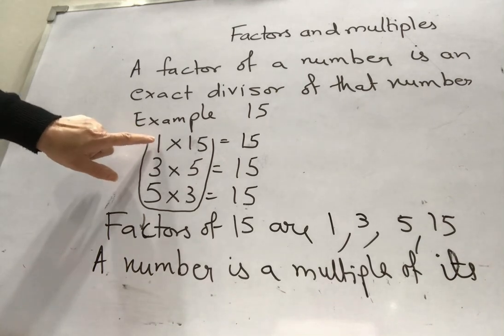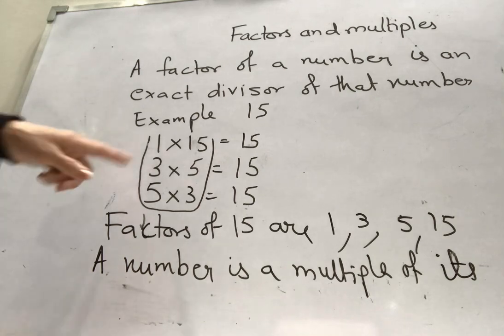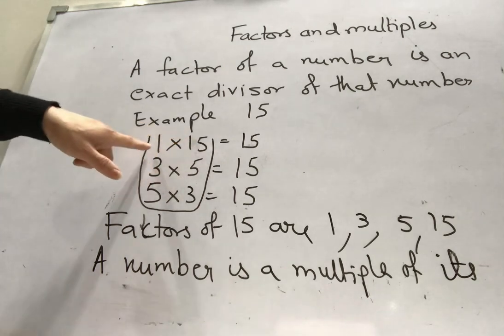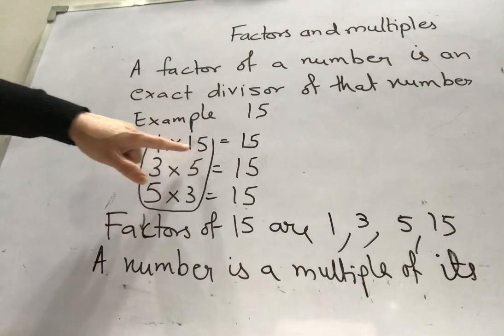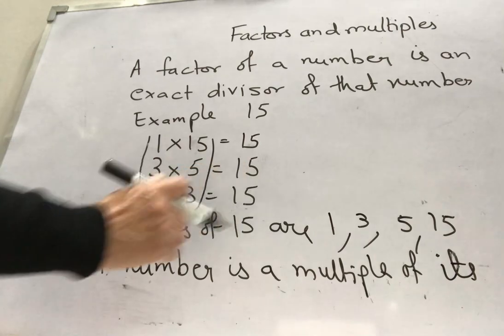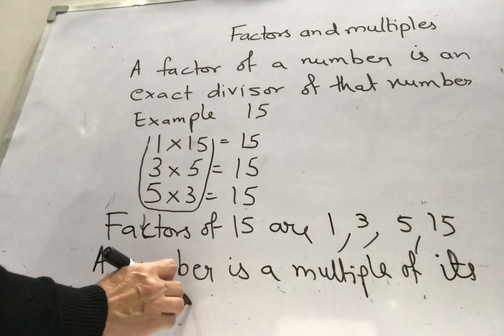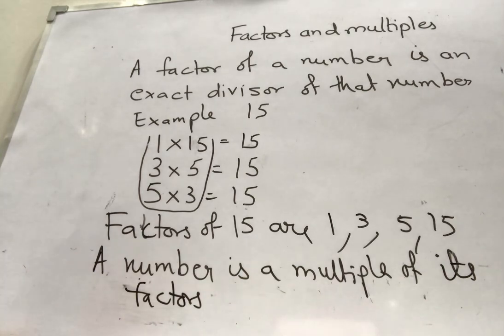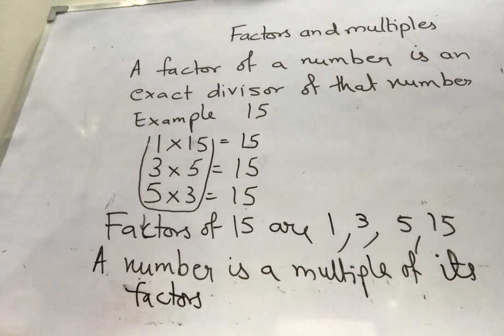And we always start with 1 and keep on checking the divisibility rules and check whether the number is divisible by them. This number was not divisible by 2, so we have left 2. And a number is a multiple of its factors. Now let's see these factors and learn more facts about them.